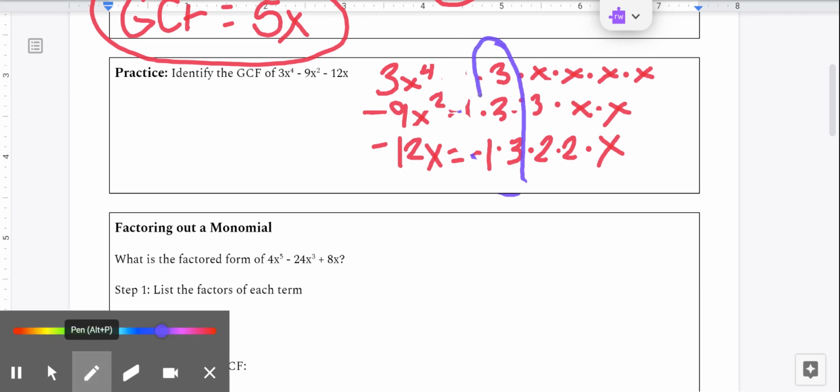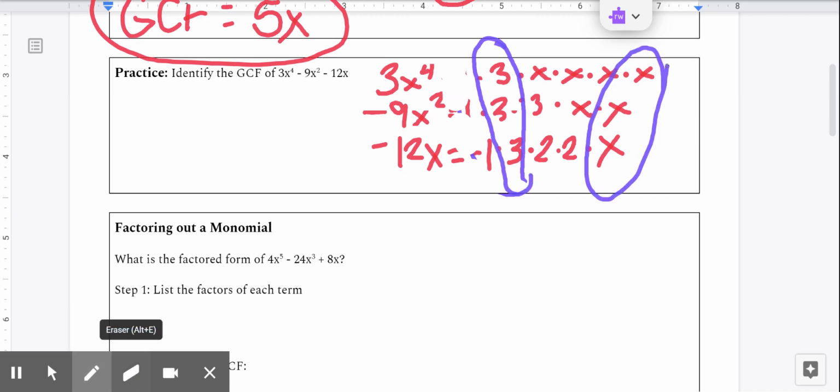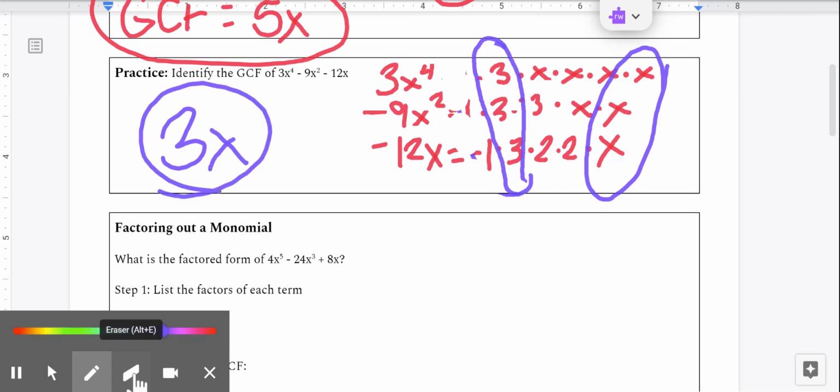So we just have really that 3 in common and 1x. So our greatest common factor here would be 3x. All right, we are going to use this to start factoring polynomials now. Now that we know how to find the greatest common factor, we can start doing some factoring of polynomials.